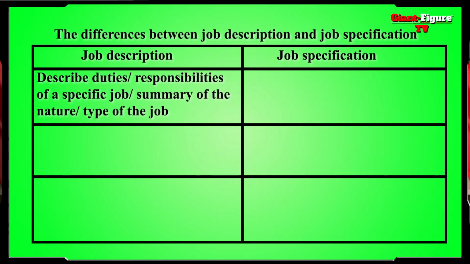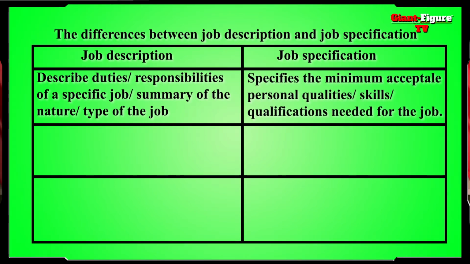I'll therefore be explaining the difference between job description and job specification. Job description describes the duties and responsibilities of a specific job, or it summarizes the type of the job. And then job specification specifies the minimum acceptable personal qualities, skills, qualifications needed for the job. So mainly, you can just put it this way. Job description describes what you will be doing in the business, the duties, the responsibilities. Job specification therefore specifies the minimum acceptable personal qualifications or qualities or skills.